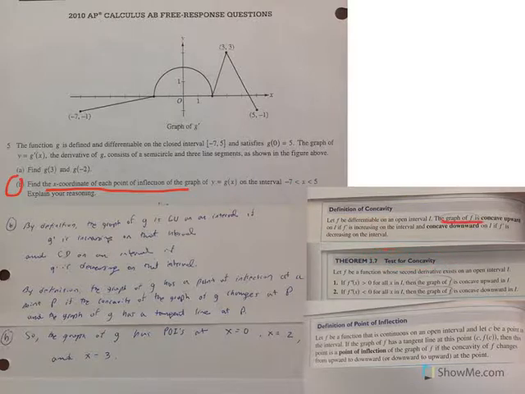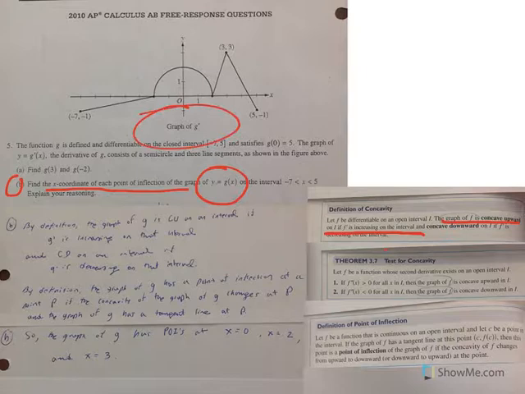The graph of a function is concave upward on an interval if the derivative of the function is increasing on the interval. It's very easy for us to determine where the graph of g is concave upward because we're given the graph of its derivative. And if you look at the definition, it says the graph of a function is concave upward on an interval if the first derivative is increasing on that interval.